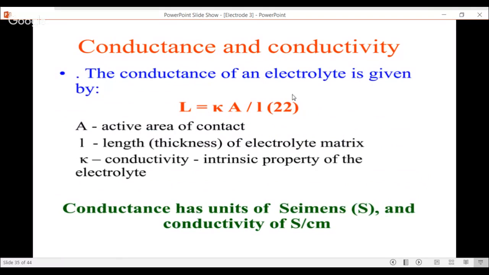The conductance of an electrolyte, even though we said we will not be dealing with conductance, it is necessary for us to understand what conductance is. So the conductance of a solution depends on the area of the electrode, the active area of contact, and the length, the small l, which is the thickness of the electrolyte matrix. Kappa is the conductivity, an intrinsic property of the electrolyte, whereas L is the conductance. Conductance has units of Siemens and conductivity has units of Siemens per centimeter.